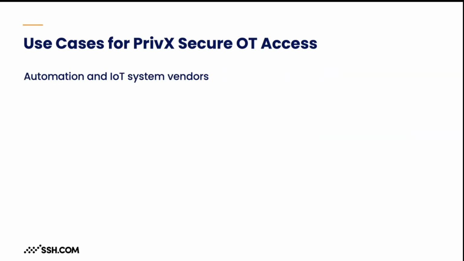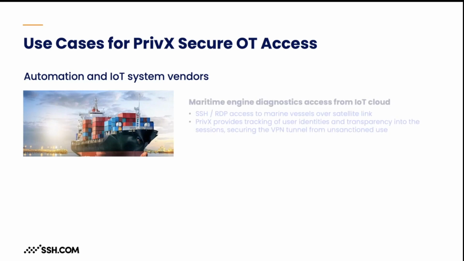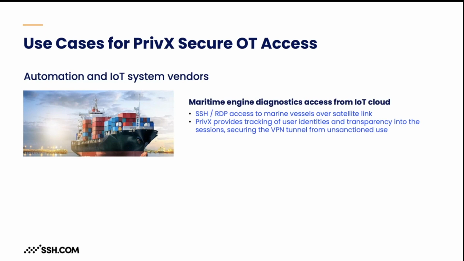The second use case group consists of automation and IoT system vendors. In this first example, a provider of maritime engine diagnostics requires a secured access from an IoT cloud to cargo vessels deployed globally. The OT access solution provides tracking of user identities and records all access sessions, thus providing transparency into the critical operations.